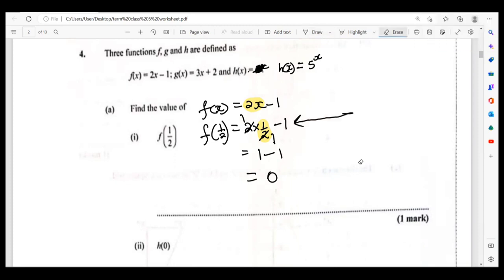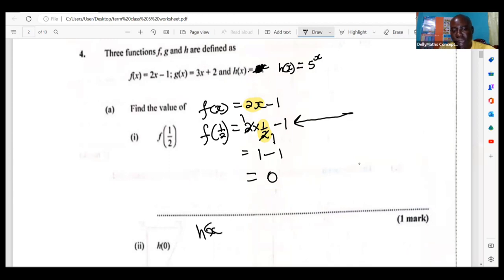Yes, sir. All right. We're jumping at the second one now, which is h of 0. H of 0 is one of the simplest ones because h of x is 5 raised to the power of x. So h of 0 is 5 raised to the power of 0. In this same class, we had discussed that anything raised to the 0 power is 1.